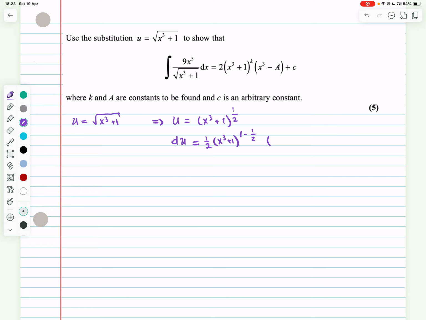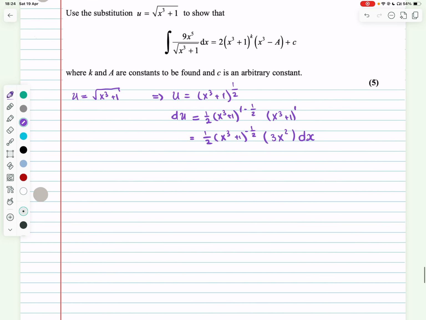And remember, this is a composite function, so we use the chain rule here, multiplied by the derivative of x cubed plus 1. Let me write this once more: 1/2 (x cubed plus 1) to the power of negative half, multiplied by 3x squared, that's the derivative of x cubed plus 1, and dx. So I'll be replacing the dx by that. I need to do a little bit of arrangement in this.